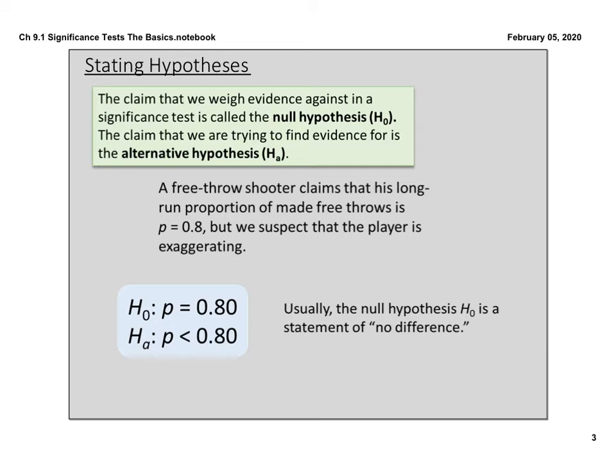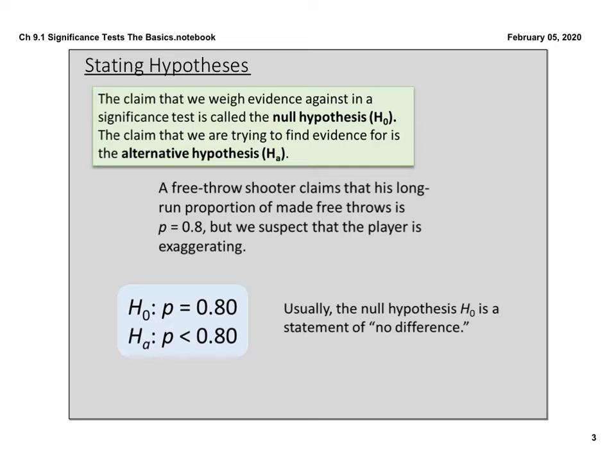The claim that we weigh evidence against in the significance test is called the null hypothesis, or H sub 0. The claim that we are trying to find evidence for is the alternative hypothesis. Here's just an example. A free throw shooter claims that his long run proportion of made free throws is 0.8. But we suspect that the player is exaggerating.